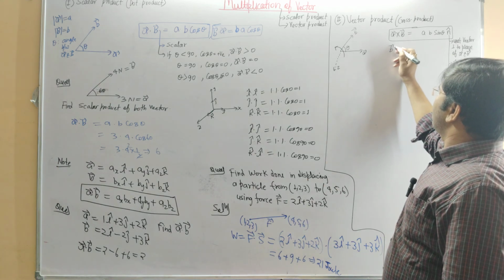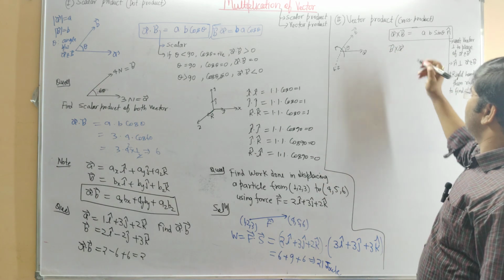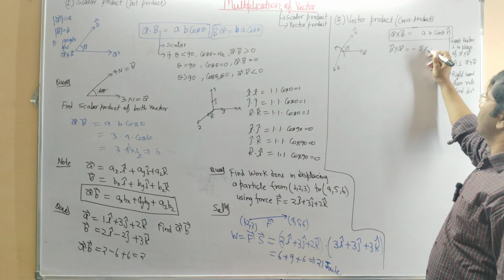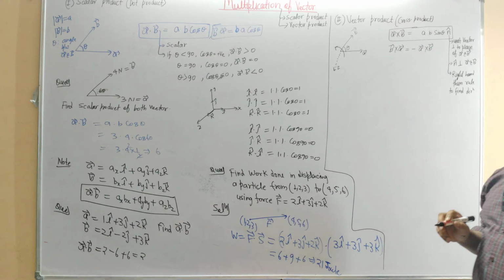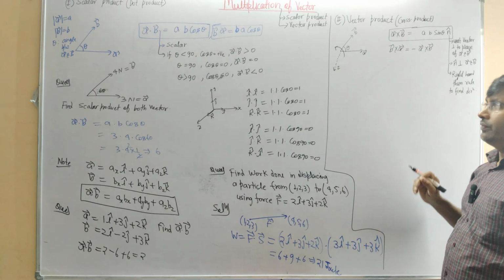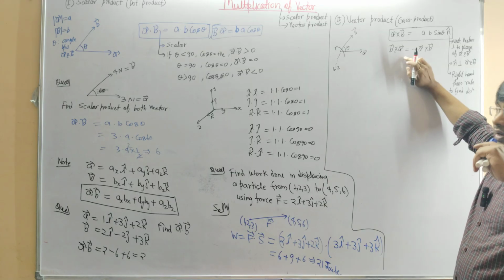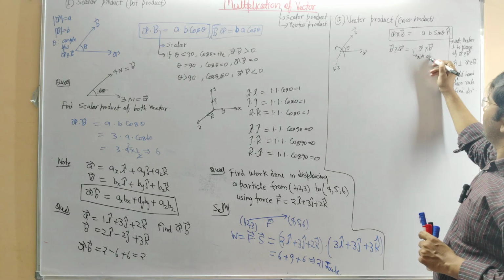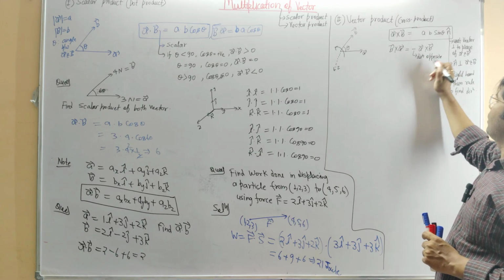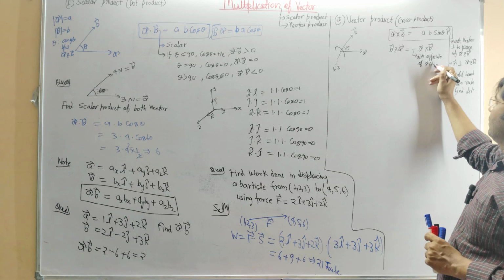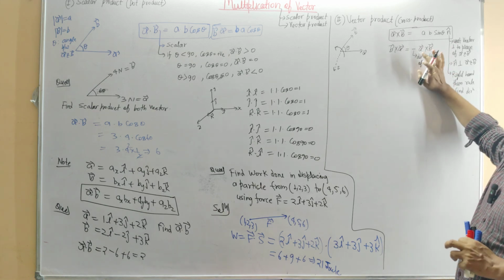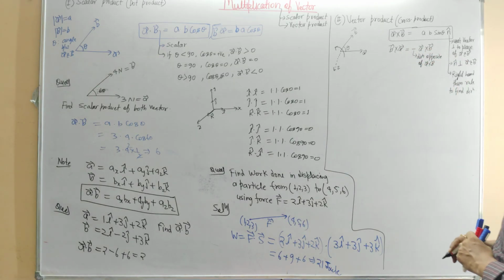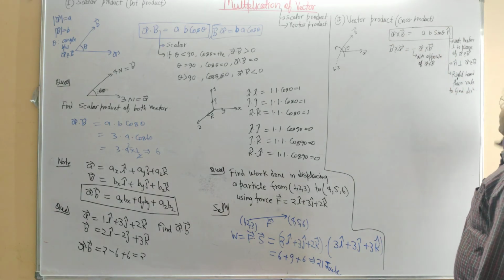If I'm writing b cross a, this value will be the same but opposite to this one. So this will be minus a cross b. The value of b cross a is ba sine theta, so we get the same value but the direction will be opposite. This represents the direction opposite of a cross b. So whatever the direction of a cross b, minus a cross b means opposite direction. So b cross a is nothing but minus a cross b. This is how cross product is defined.